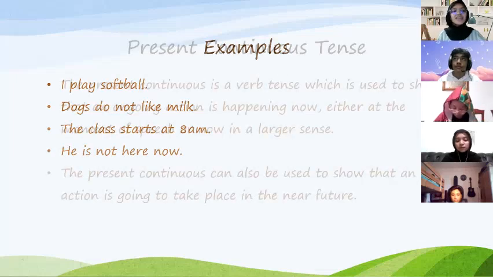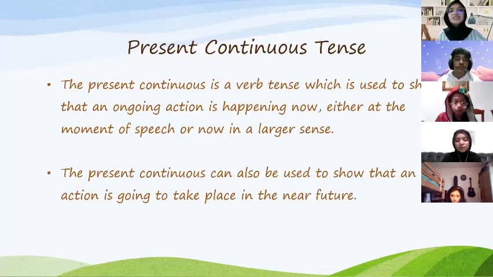Okay. So the next present tense is the present continuous tense, which is also a verb tense that is used to show an ongoing action that is actually happening now. So something that's continuous, happening now until the near future, whether it is at the moment of speech or in a larger sense of now. The present continuous can also be used to show that, like I said before, an action is going to take place in the near future.